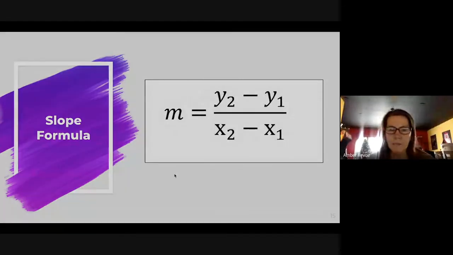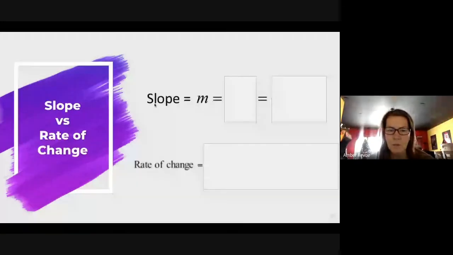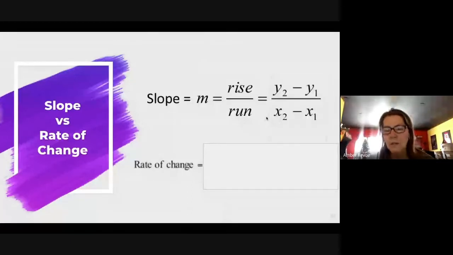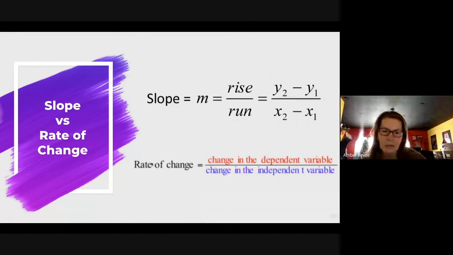So we've got slope equals our italicized M. Slope equals M, which is also referred to as rise over run. And our formula there is y2 minus y1 over x2 minus x1. Rate of change: we're looking at the slope versus the rate of change. So we're looking for what's different here, right? Rate of change looks like this. It's the change in the dependent variable over the change in the independent variable.